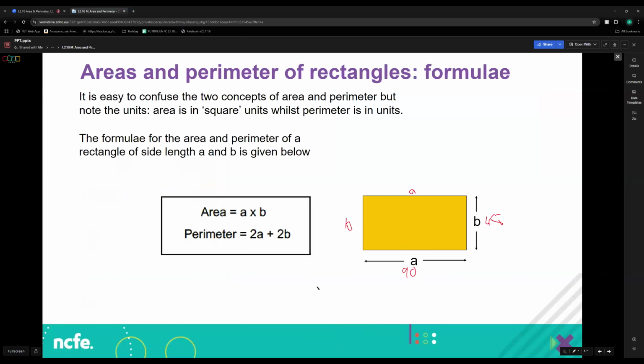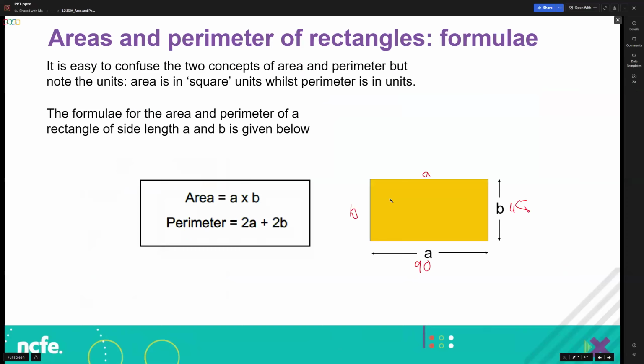So the football pitch is the same idea as this, right? But we're looking at the perimeter and the area. Area being the area inside here, so all the space in there, and then the perimeter being the total length of all the sides, okay? So these are two formulas you can use.